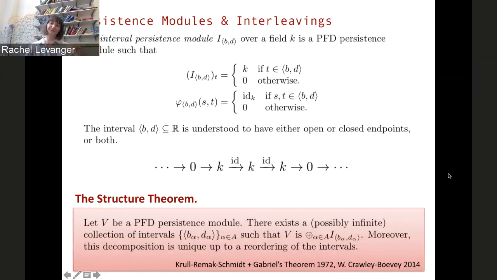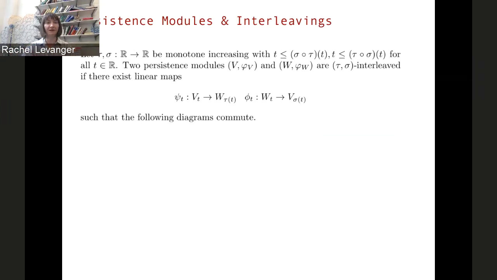And the structure theorem for pointwise finite dimensional persistence modules, so this is where every vector space has finite dimension, says you can always break it up into a collection of these interval persistence modules such that your original persistence module is isomorphic to a direct sum of interval persistence modules. And these interval modules are what form the barcode or the persistence diagram of the persistence module itself. Now we're going to be getting into interleavings, which is a way to compare how close two persistence modules might be to each other.